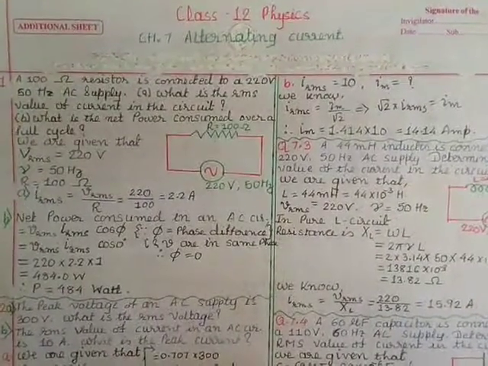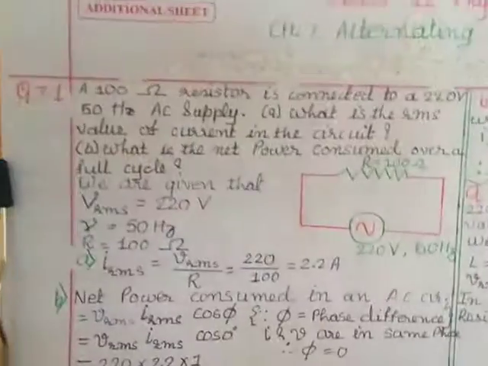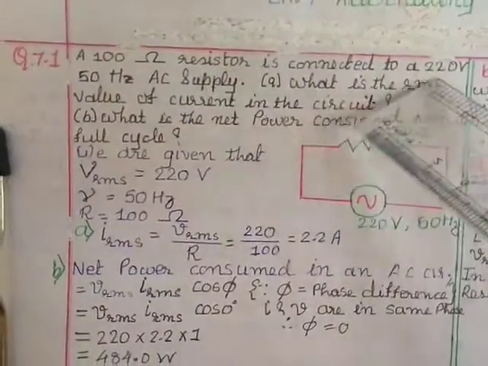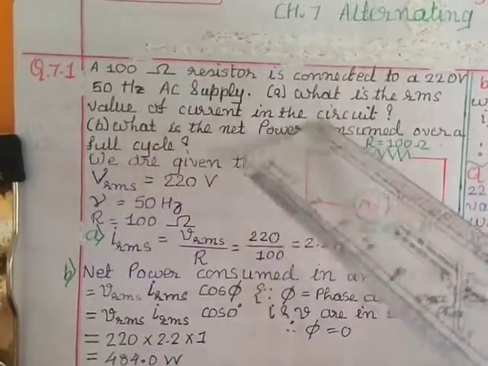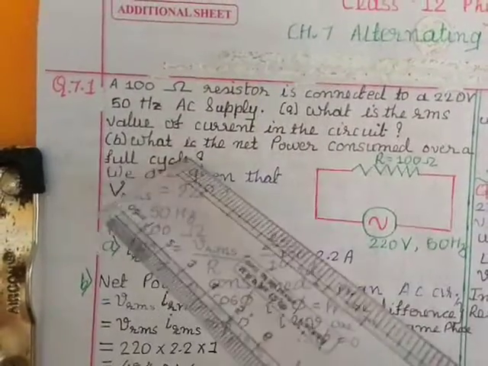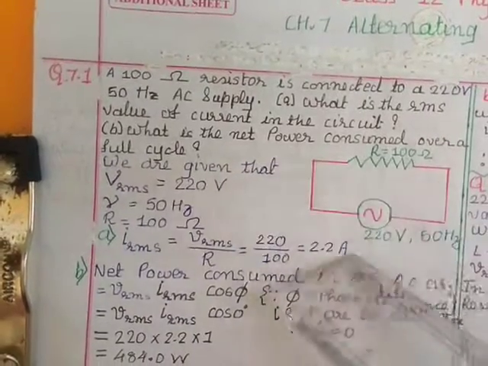Physics Class 12 Chapter 7 Alternating Current Exercise Question number 7.1. A 100 ohm resistor is connected to 220 volt 50 Hz AC supply. A. What is the RMS value of current in the circuit? B. What is the net power consumed over a full cycle? This is the circuit diagram.